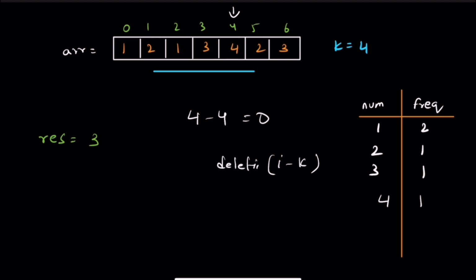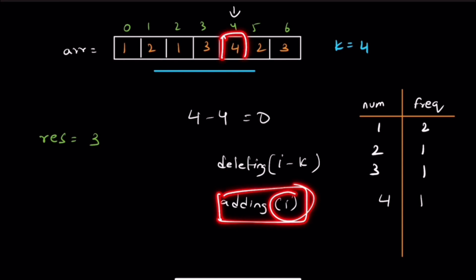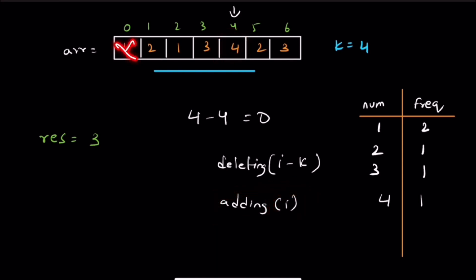And for adding, we added the ith element. So for deleting we use I minus k to delete the last element, and for adding we add the ith element, right? Basically this one. Now how can we delete this element? Its information is stored in the hash map, so we need to decrement its frequency. As this one has been removed from the window, its frequency from 2 will come back to 1.